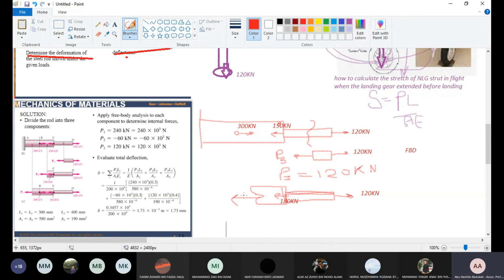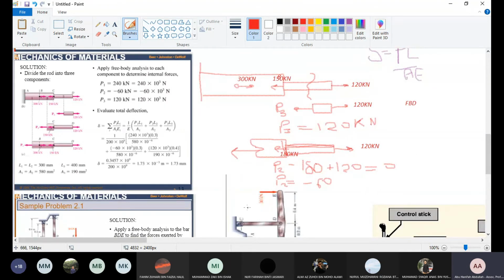Then you make an equilibrium equation. P2 minus 180 plus 120 equal to 0. So P2 will be minus 60. Okay.